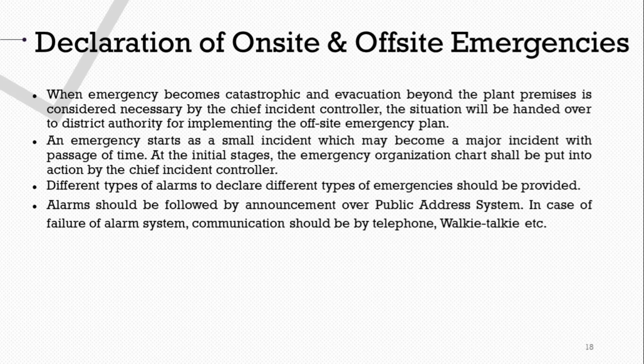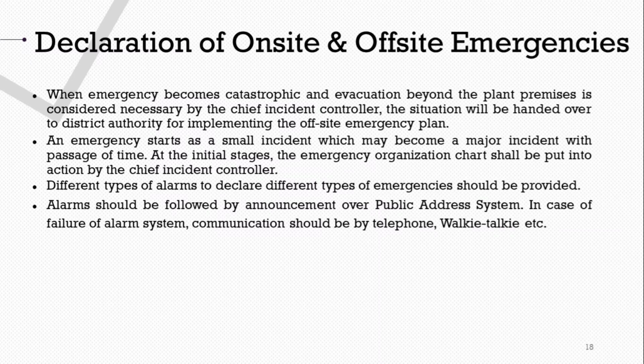Okay, so now I will talk about declaration of on-site and off-site emergencies. An off-site emergency is declared when an emergency becomes catastrophic and evacuation beyond the plant premises is considered necessary by the chief incident controller. The situation will be handed over to the district authority for implementing the off-site emergency plan. An emergency starts as a small incident which may become a major incident with the passage of time. At the initial stages, it is a small incident. The emergency organization chart shall be put into action by the chief incident controller.